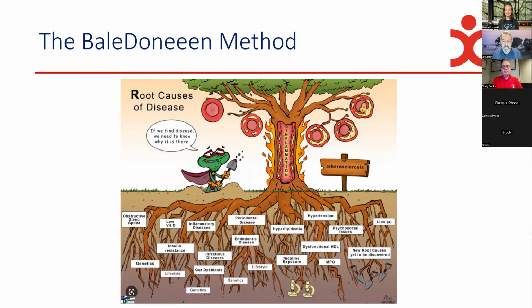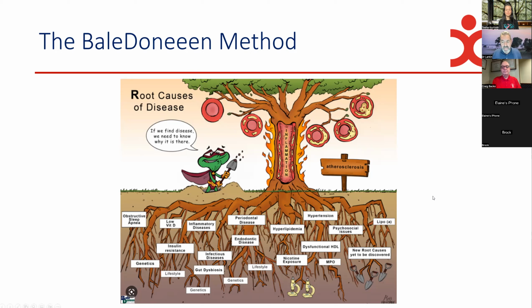So this is the BaleDoneen inflammatory tree. And what I like about the method is that it's very straightforward. And for me, this is the way I learn. It has to be kind of simple, right? You can lose me pretty quickly. And so here's a tree of inflammation, and here are root causes.